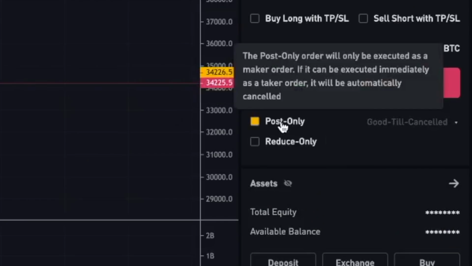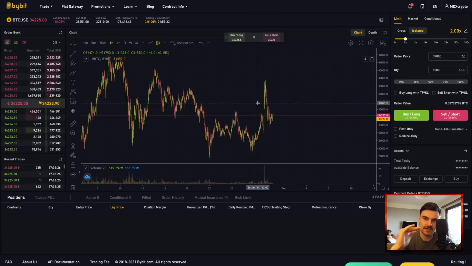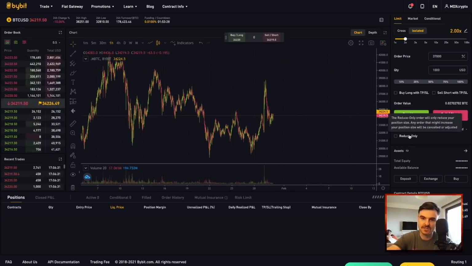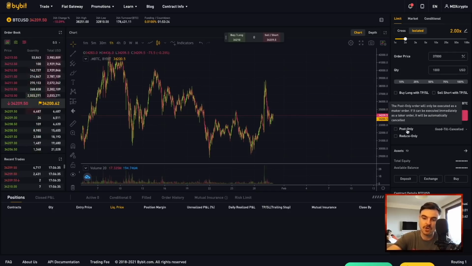Post only means that when you have a limit order in the book, you actually get rewarded for it. So just make sure you know that, because not many people mention this, guys. It's actually very important. They're very, very useful as well. You can use them in your strategy. With post only you actually get rewarded as a market maker.